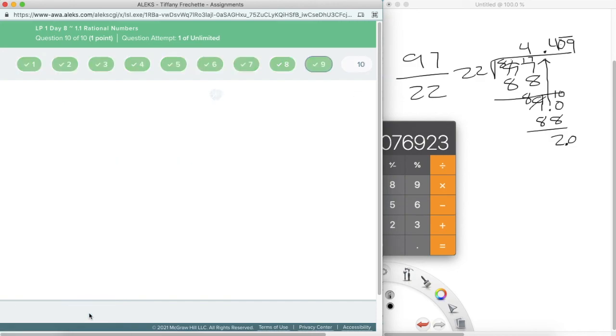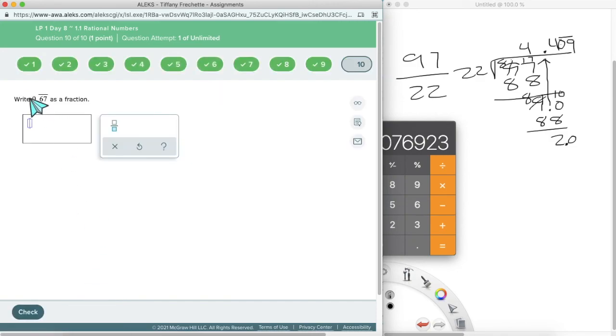Okay, so we're going to write 0.67. Sorry, I said that really funny. 67 hundredths. I still said that funny. 67 hundredths? No, I said that right. Sorry, I'm just messing myself up here on the recording. 67 hundredths as a fraction, but it's repeating. So when it's repeating, we have to do it a little different. You actually end up using 9s instead of zeros.